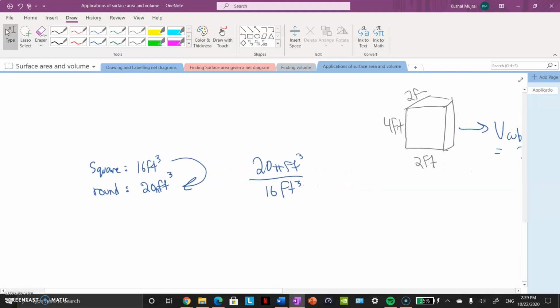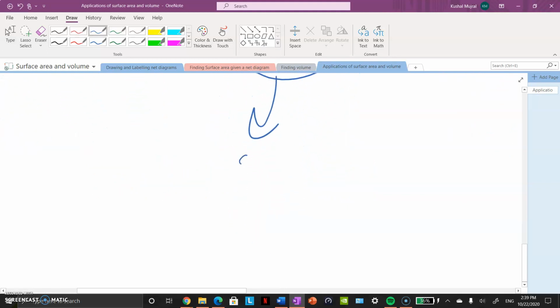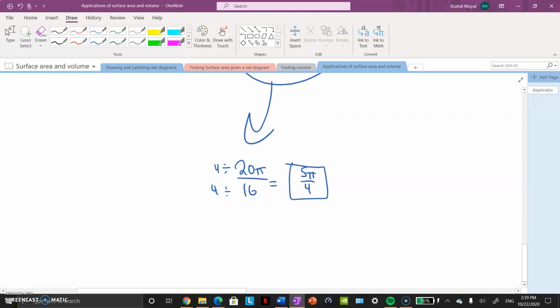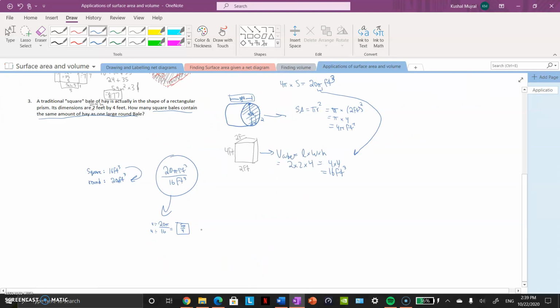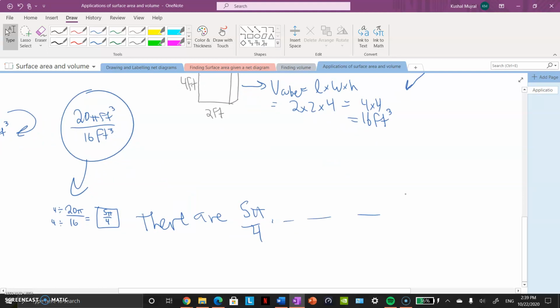Okay, there's two ways that we can do this over here. One is 20 pi over 16. You can simplify this, divide the top by 4, the bottom by 4, equals 5 pi over 4. This would be our answer. The sentence answer is there are 5 pi over 4 square bales per round bale.